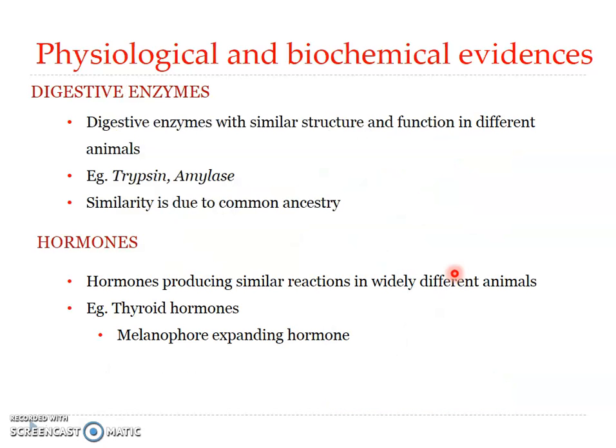Next, we have the digestive enzymes. Certain digestive enzymes show similar structure and physiological function in different groups of animals. For example, trypsin. You're already familiar. Trypsin is an enzyme that helps in protein digestion. It's a protease, a protein digesting enzyme found in all animals from very lower groups to humans. Similarly, the enzyme amylase acts on starch and it is present from sponges to mammals. So this similarity of enzymes indicates that there is a common ancestry for all these animals.